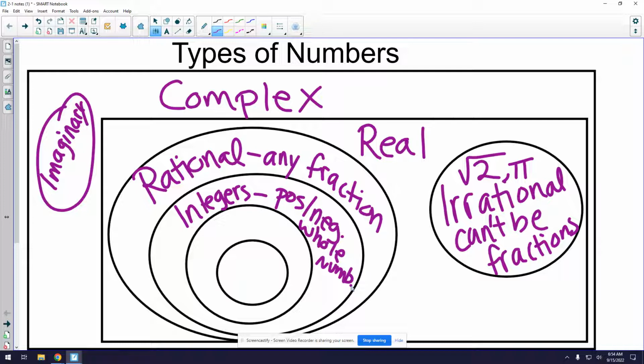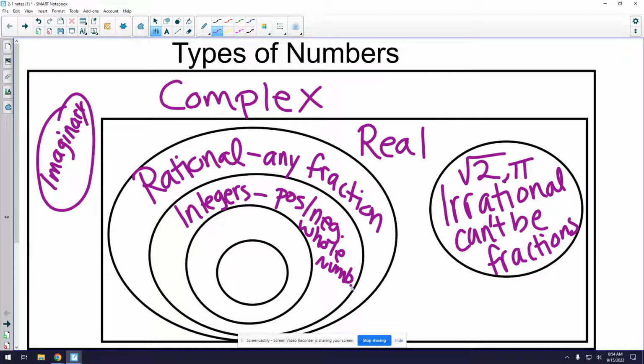Now, integers are within the rational circle, so that means every integer is also a rational number. So if I give you a number like -7, you're going to tell me that's an integer, but it's also a rational number because it's in that circle. But that circle is also in the real box. So -7 is an integer, it is rational, and it is real. And the real is in the complex rectangle. So -7 is an integer, it is rational, it is real, and it is complex.